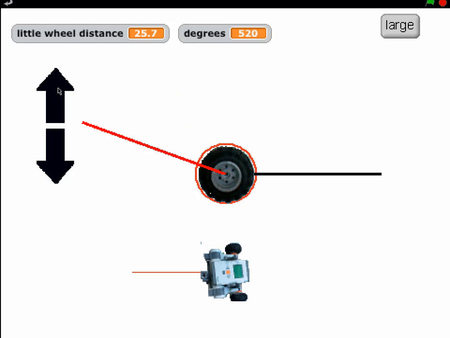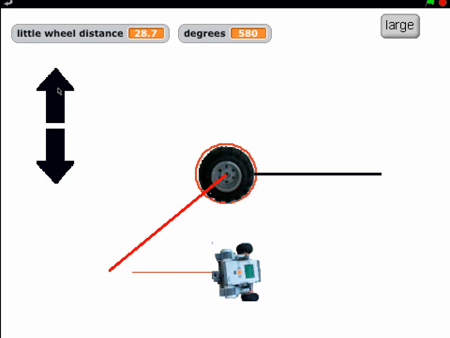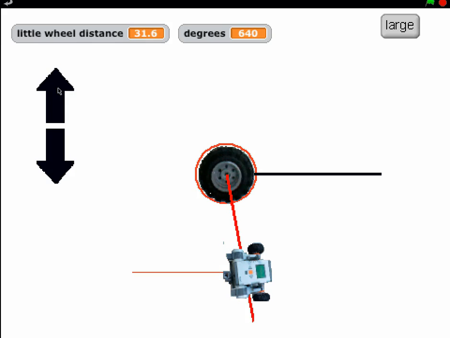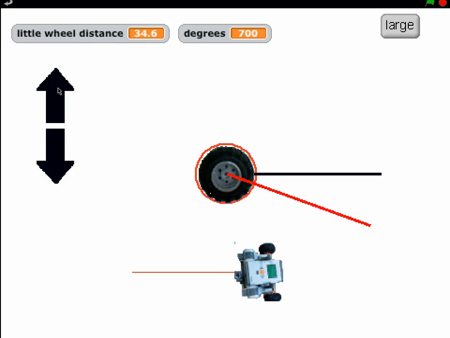And I can keep going, and I can see how far I've traveled. So for 2 full rotations, my distance is going to be 35.6 centimeters and 720 degrees, and then you can see right here the distance that the robot travels.